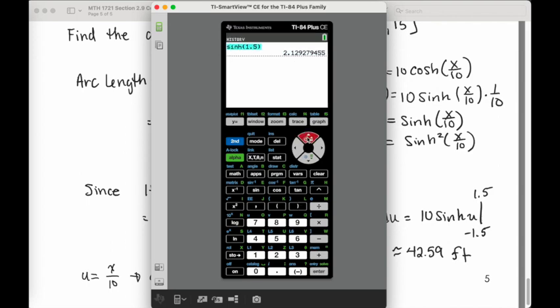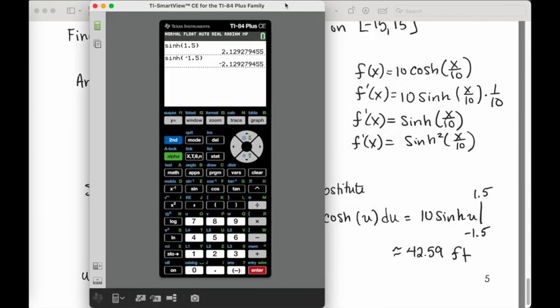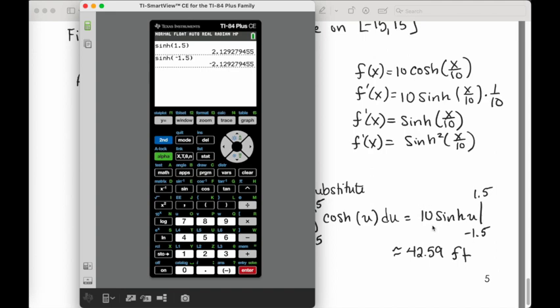Then I'm going to do it again for negative 1.5, and that's going to give me this value. Then I'm going to take this minus this and then multiply it by 10 because we have this 10 out here. And that should give me the 42.59 feet.